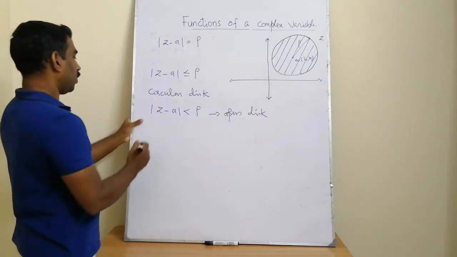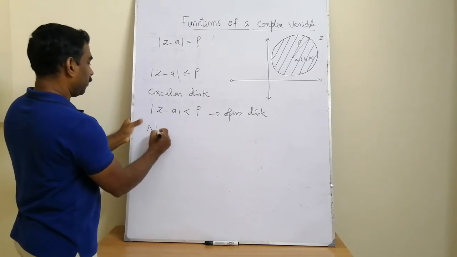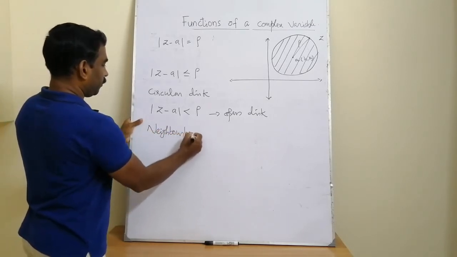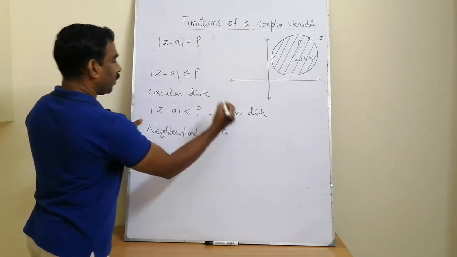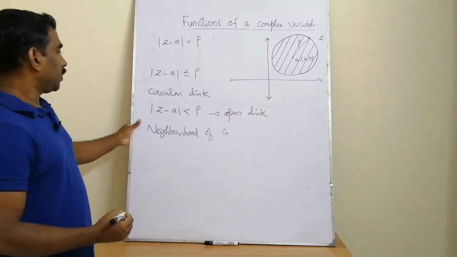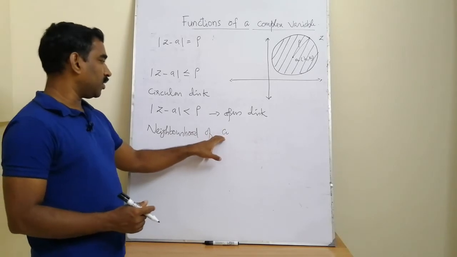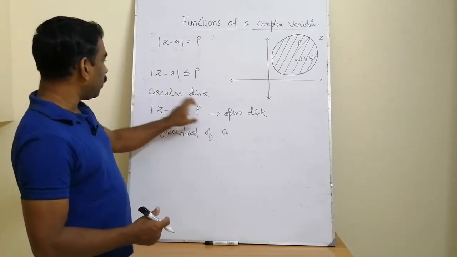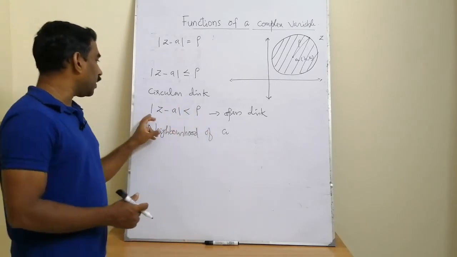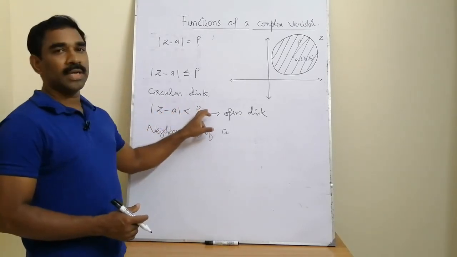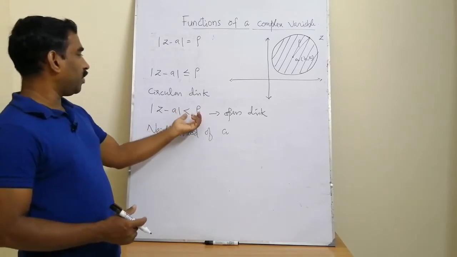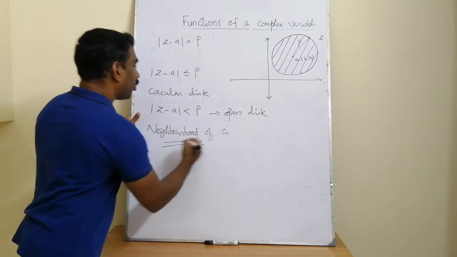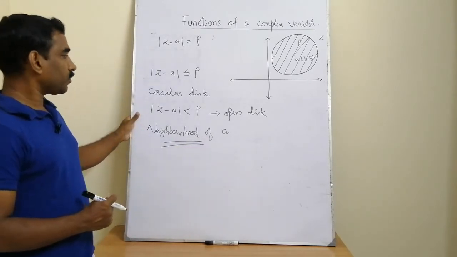And this open disk is called the neighborhood of the point A. So that is an important definition. So the neighborhood of a complex number A means it is the collection of all complex numbers which are lying interior to a circle with the center at A and having radius rho. This rho may be a very small or larger number, then we get different neighborhoods of the point A.